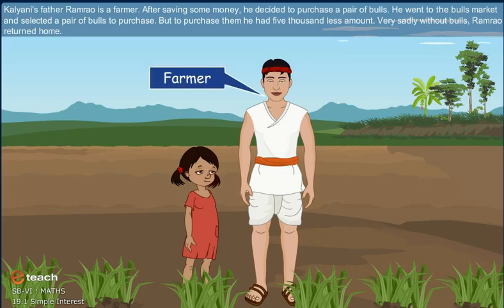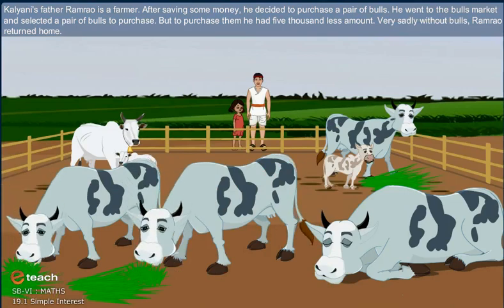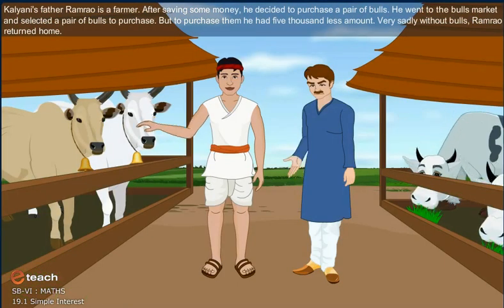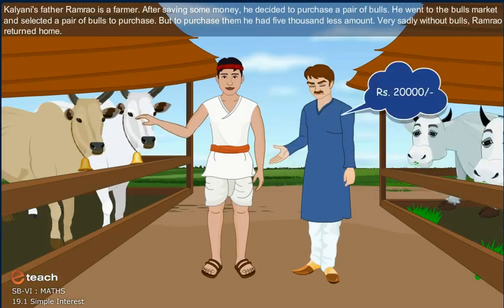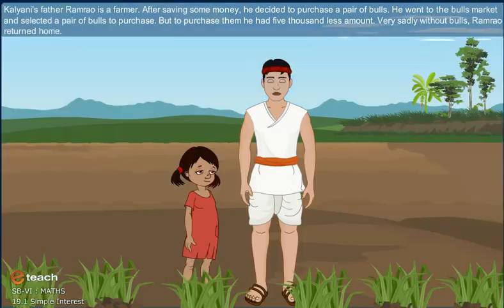Kalyani's father, Ram Rao, is a farmer. After saving some money, he decided to purchase a pair of bulls. He went to the bulls market and selected a pair of bulls to purchase. But to purchase them, he had 5,000 less amount. Very sadly, without bulls, Ram Rao returned home.